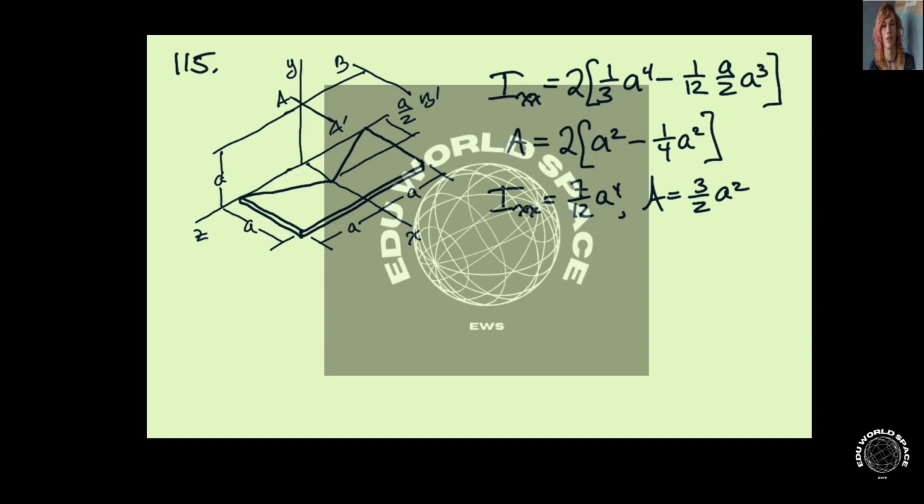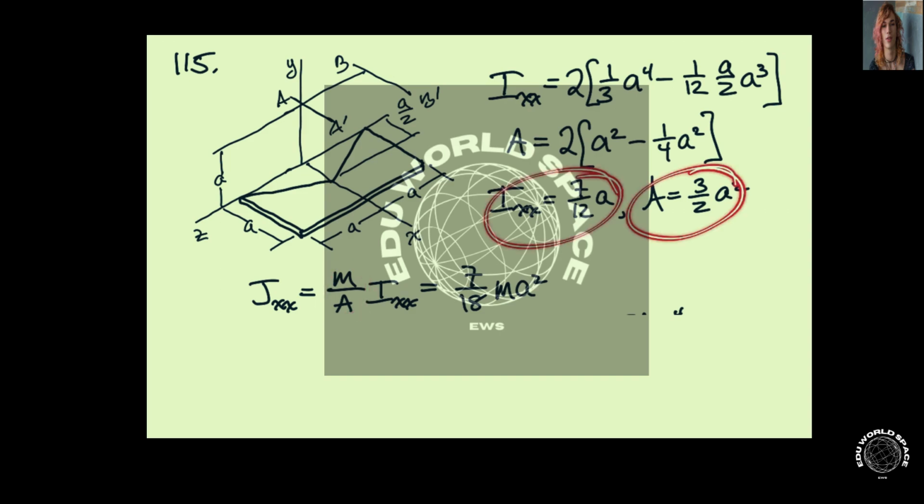If we simplify that, we get 7/12 a to the 4th, and then this gives us 3/2 a squared. The area moment about this, or the mass moment about this axis, is the area moment times the areal density, or m over a. And we can just plug everything in, and we get 7 over 18 ma squared.